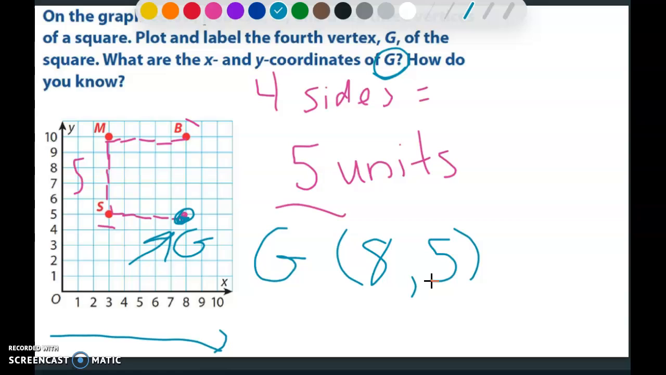And then thinking about how do we know this? Well, we know that a square has all equal sides, and we know that that's where that point had to be, because that's what would make this side 5. And even if I counted down from B, 1, 2, 3, 4, 5, that's how I know that that's my corner.